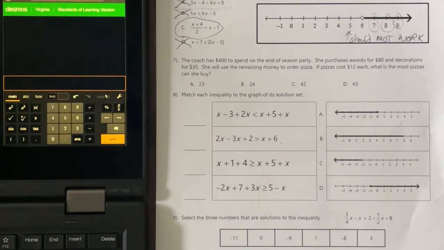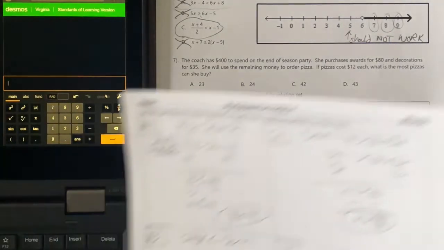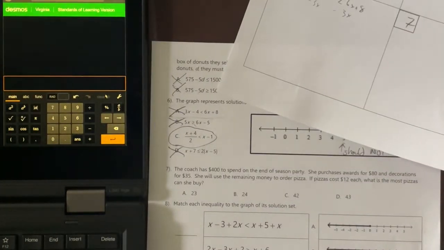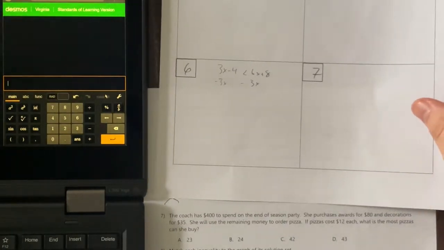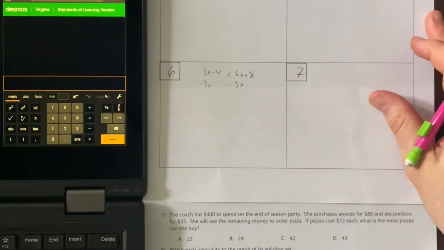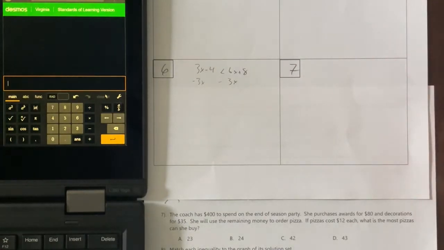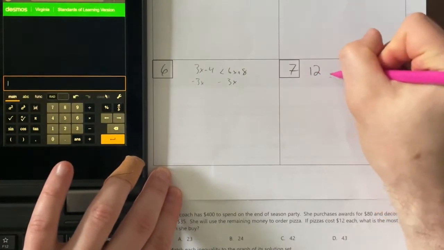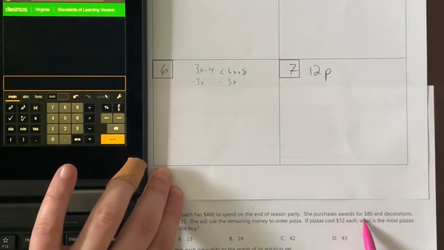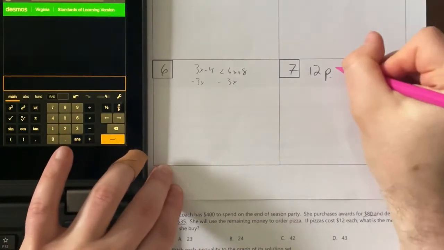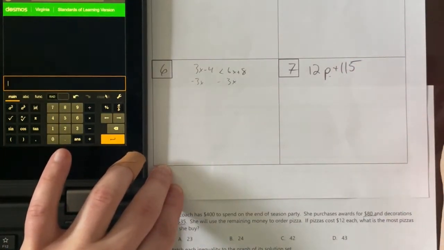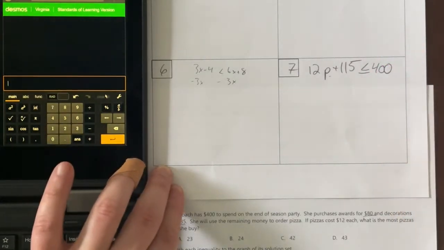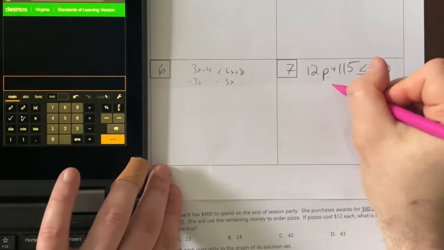So again, let me do it like this. For number 7, let me scroll that down and make sure it's on screen. All right, so for number 7, I can say it's $12 for each pizza, and if I total up 80 and 35, that's $115. And I'm saying I can spend at most $400. So I can set it up as that for my inequality.